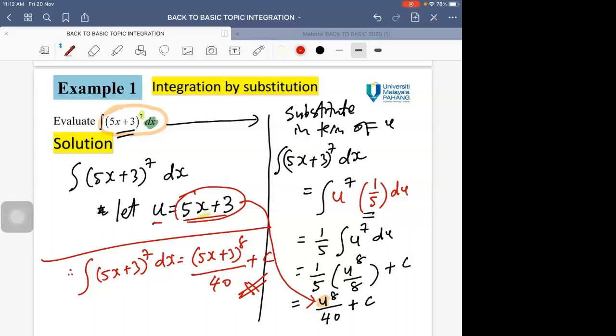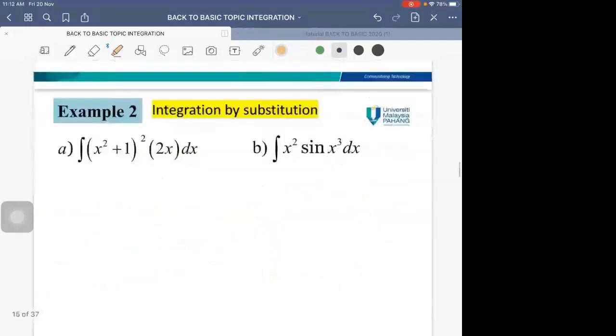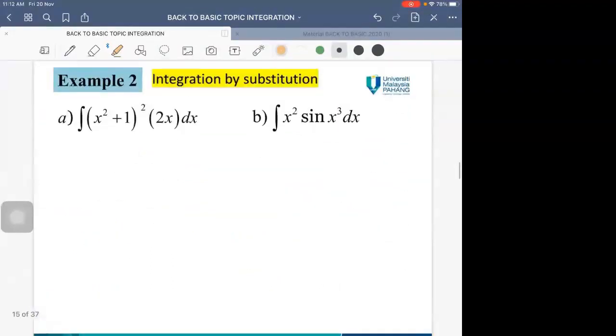Okay, all right. That is one idea when we use integration by substitution, especially when you have a very high power. For example, here you have power 7. Okay, let's look at another example. Example 2a. Look at this problem.